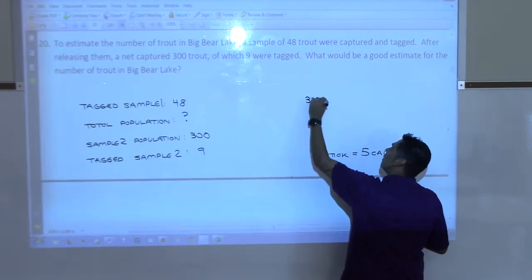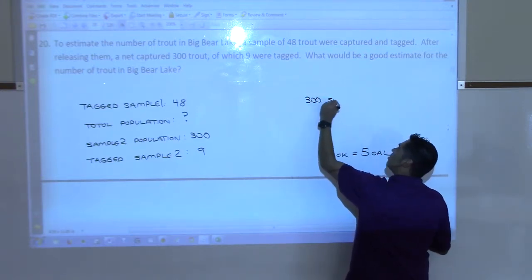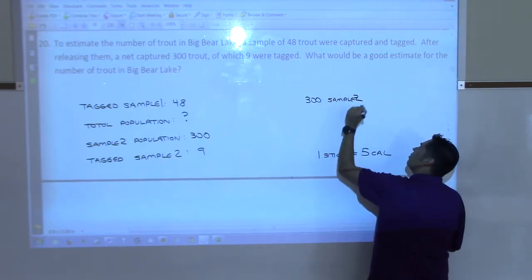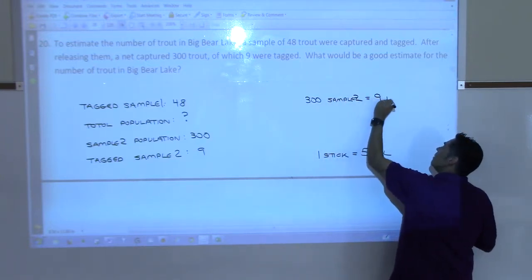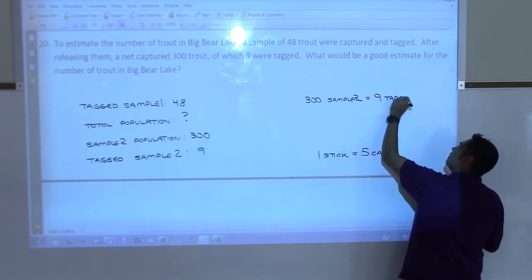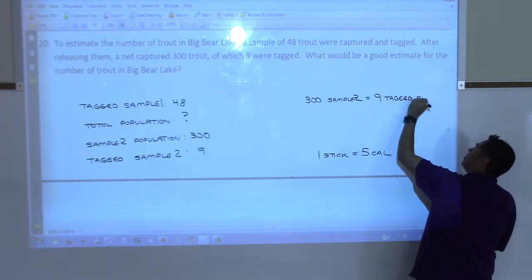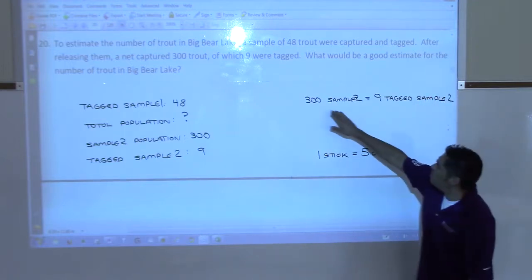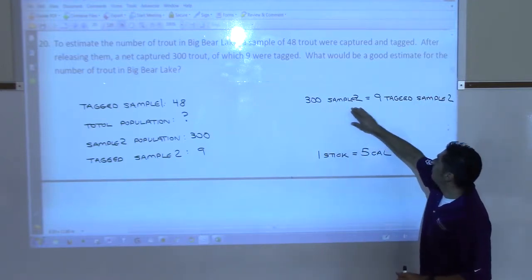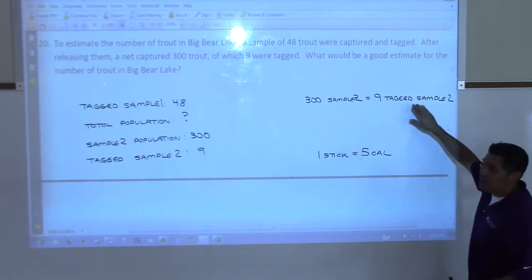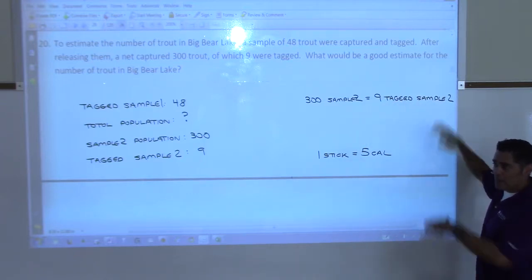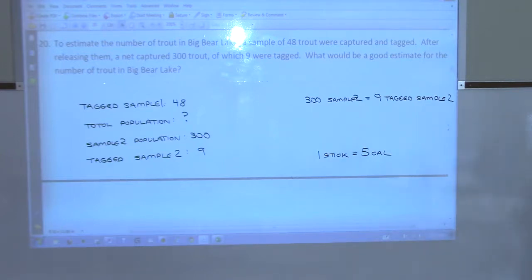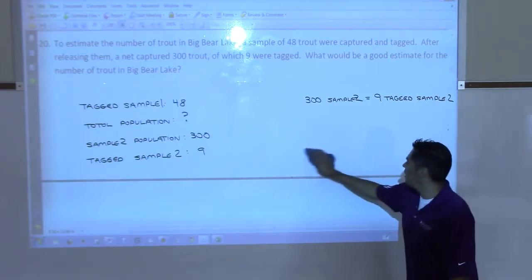300 out of our sample two is equal to 9 tagged, right? Out of our sample two. That's an equivalence relation. There are 300 fish in the sample two. That's equivalent to 9 that are tagged in sample two, right? So I can create two fractions out of that. You'll agree? Okay. Is there another equivalence relationship that we have?